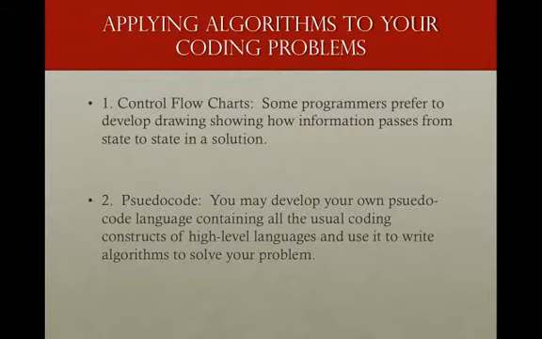So, applying algorithms to our coding problems. Usually when we code or create algorithms for our code, there are two ways to create this algorithm. One is by doing control flow charts. Some programmers prefer to develop drawings showing how information passes from one state to another.